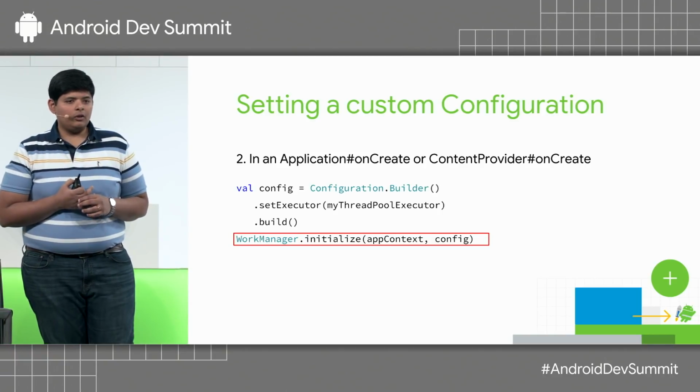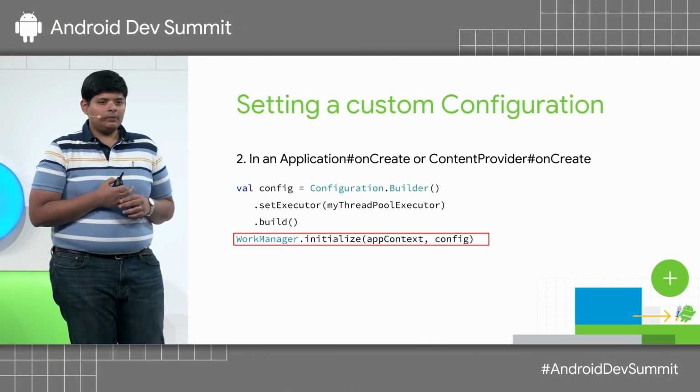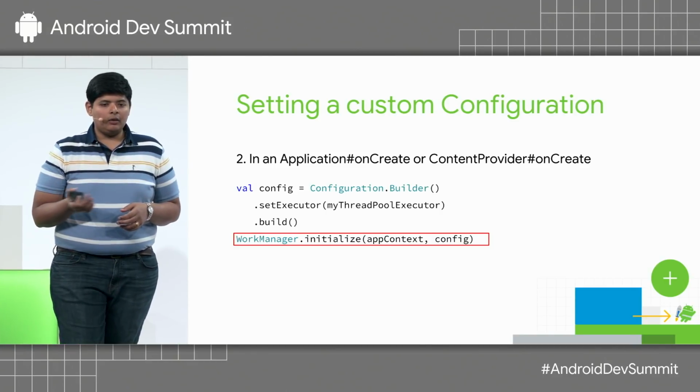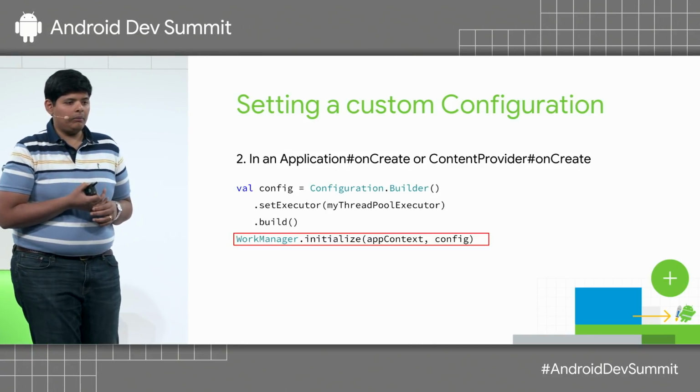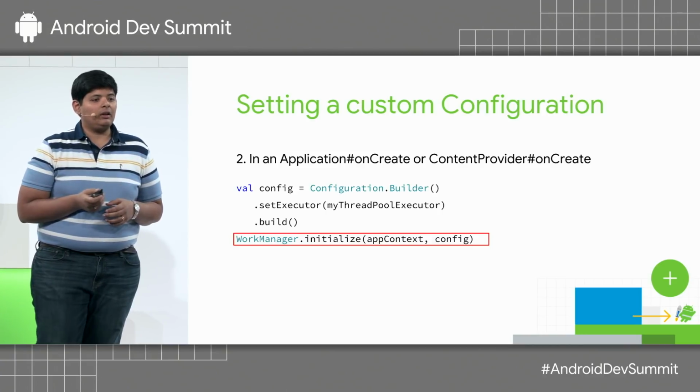So make sure you do this in your Application onCreate or a ContentProvider onCreate, because the operating system can actually invoke job services on your behalf. And when job services are being invoked, WorkManager needs to be initialized.